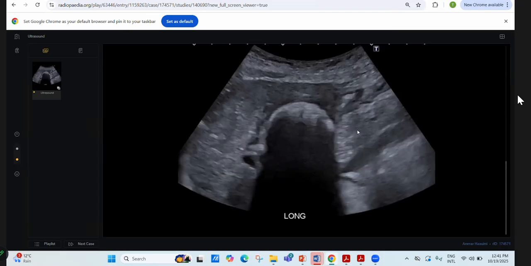So here I can see, this is the ultrasound. There is significant posterior shadowing. So it is showing a metallic object in this region.